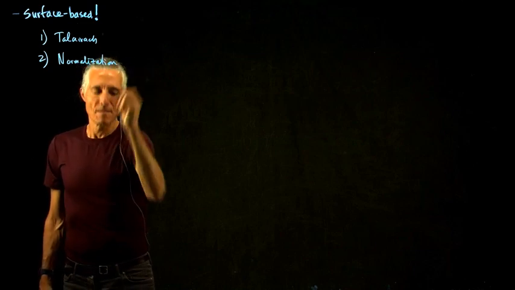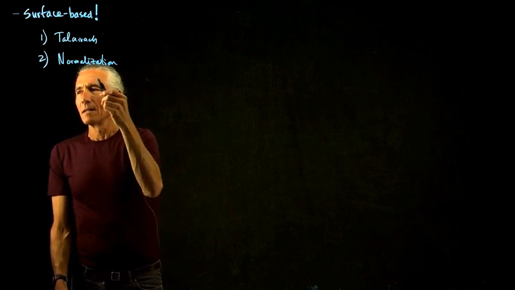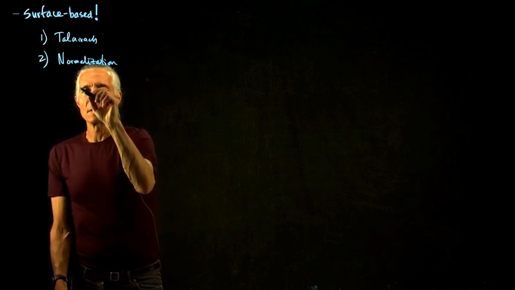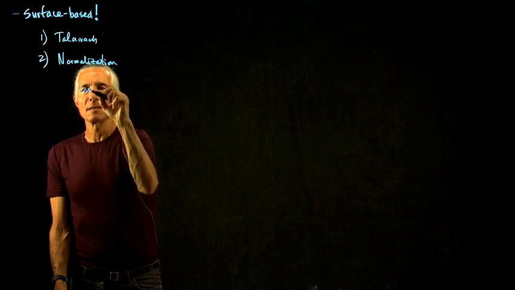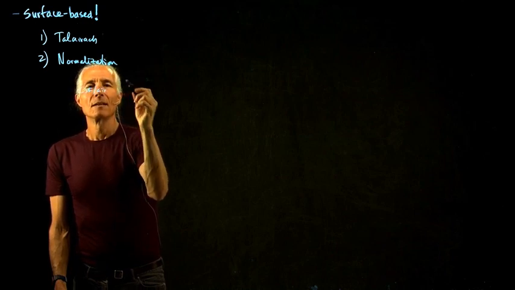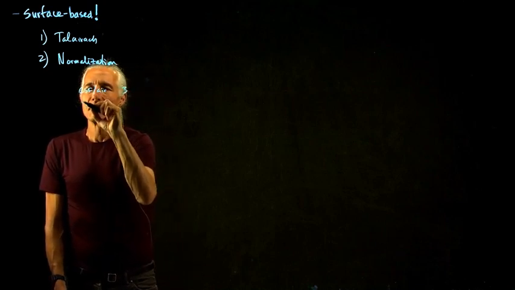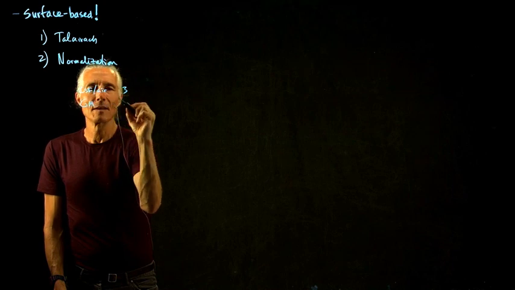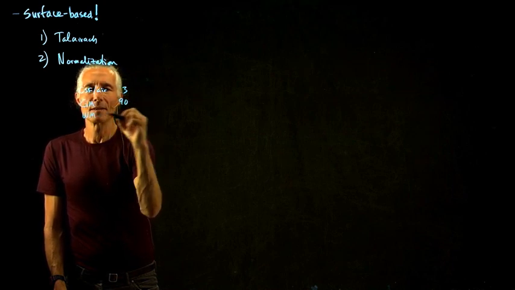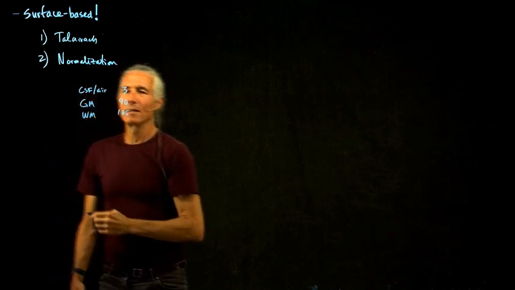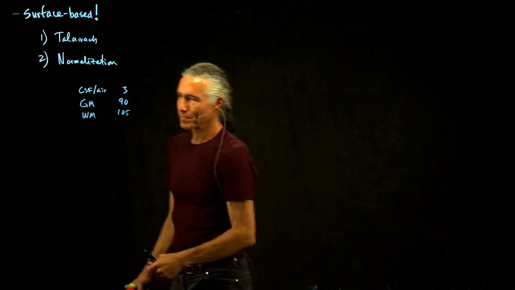So if you look at a typical scan, the CSF value is going to be, say, like 3, and the gray matter might be, say, about 90, and the white matter might be, say, 105. So that seems like that's good. The white matter is brighter than the gray matter.